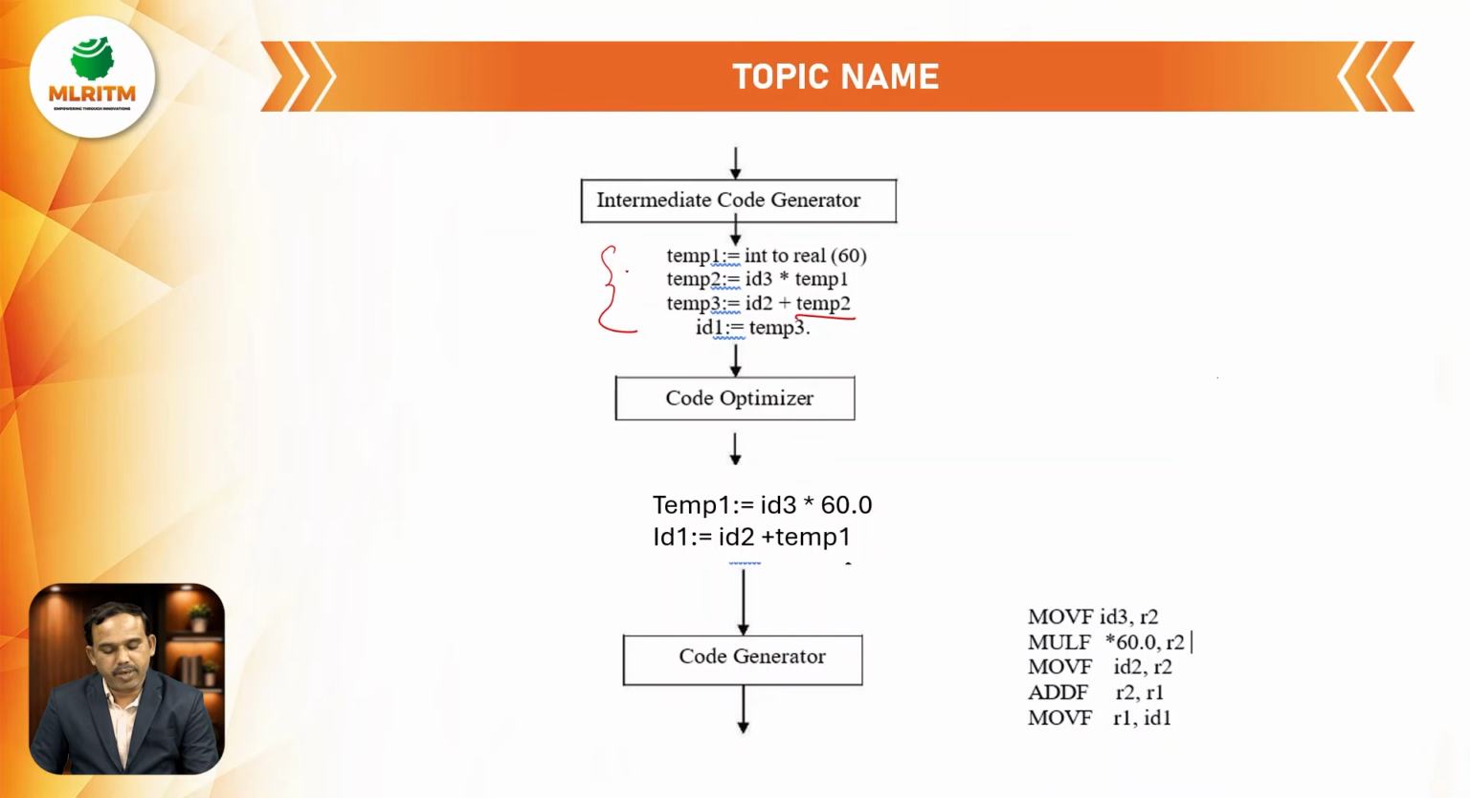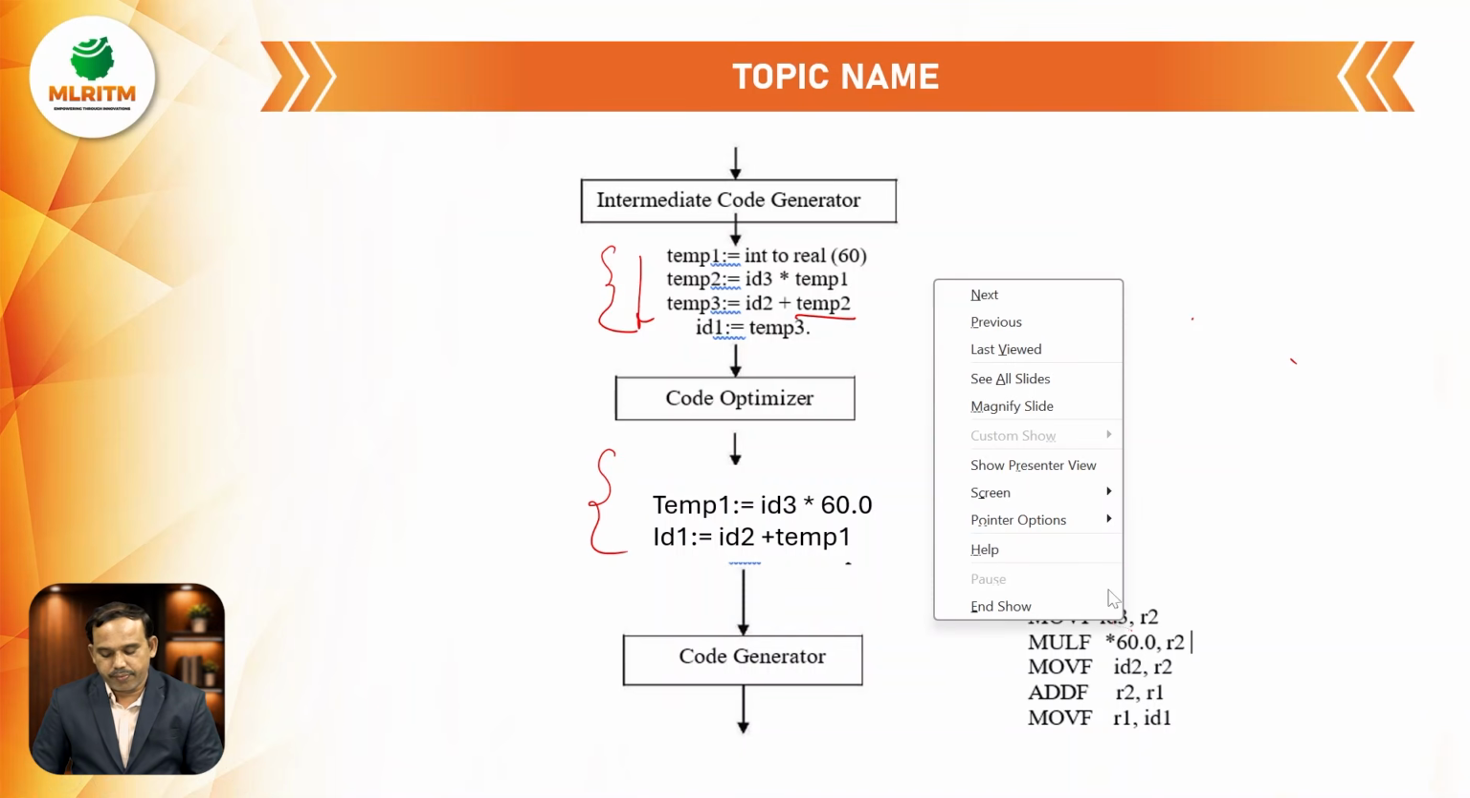Code optimization reduces the number of lines. Now temp1 equal to id3 into 60, and id1 equal to id2 plus temp1. Now we are reducing the code by using the code optimizer. The code optimizer produces the optimized code, and that is the input of the code generator. The code generator produces the assembly level language program.